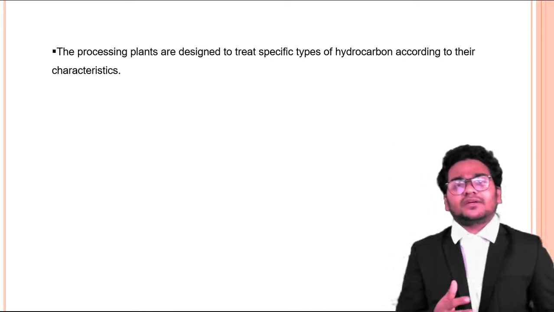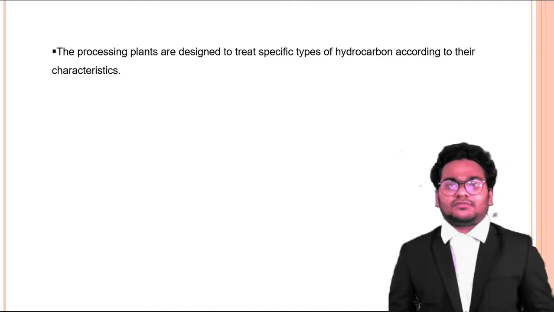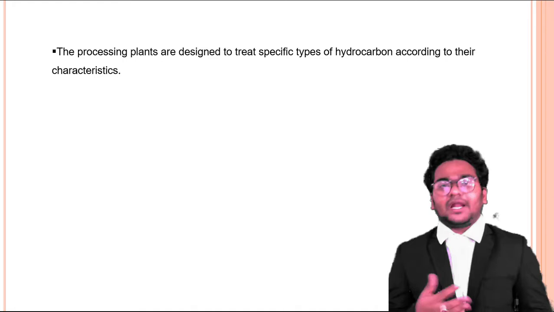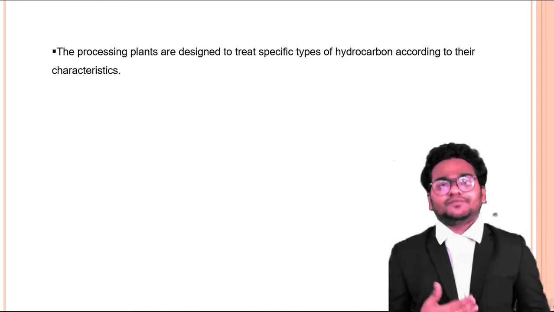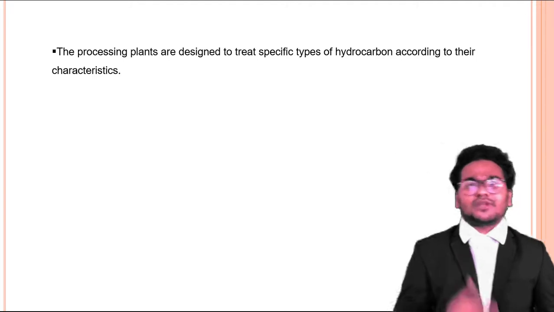So these particles are not useful. That is not the main product for us, not our main concern. So they have to be removed. For this purpose, we need a plant, and there should be equipment, the plant equipment, which will separate all these things.